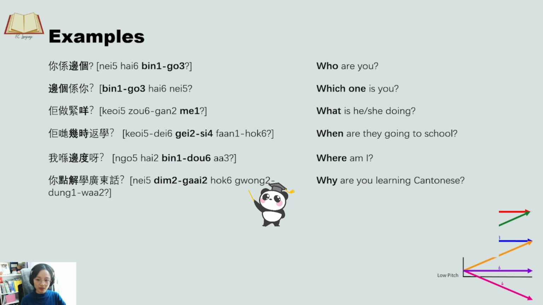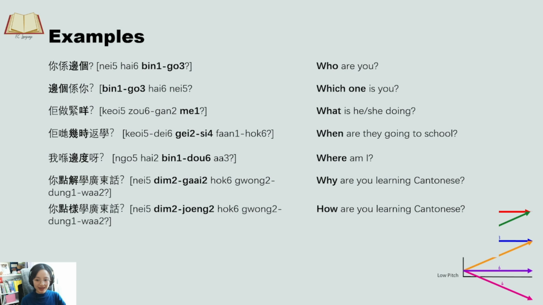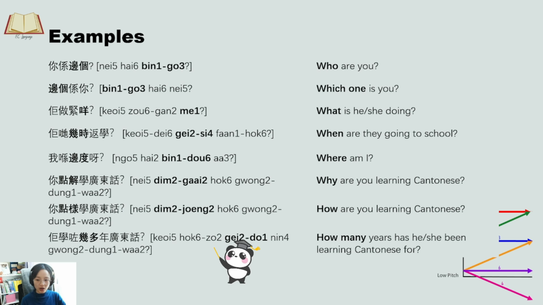你點解學廣東話？ Why are you learning Cantonese? 你點樣學廣東話？ How are you learning Cantonese? 佢學咗幾多年廣東話？ How many years has he or she been learning Cantonese for?